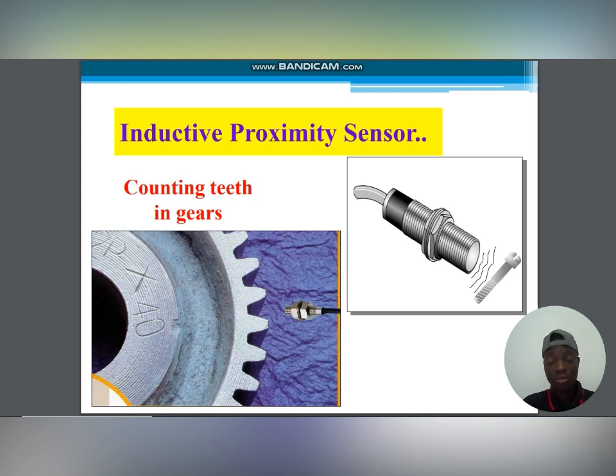Other applications of this inductive proximity sensor include phones, mobile phones and other telecommunication gadgets. It can be used in recycling plants. It can also be used in autonomous driving cars or self-driving cars, and it can also be used in anti-aircraft systems, air defense systems in the military.